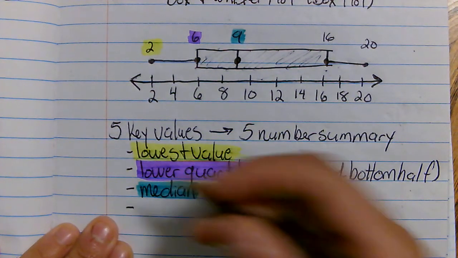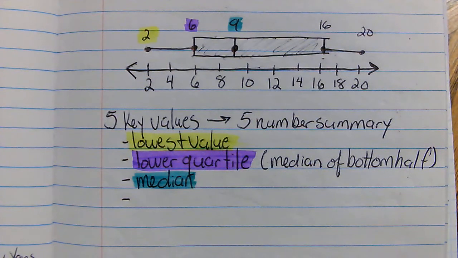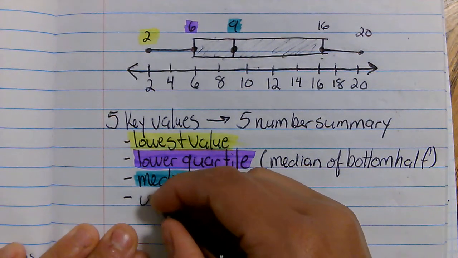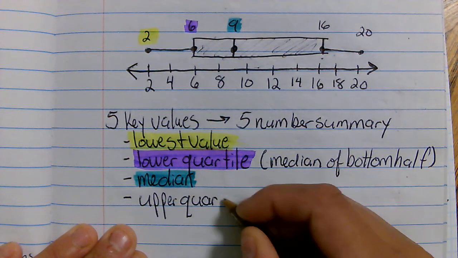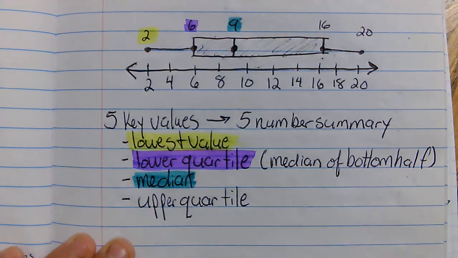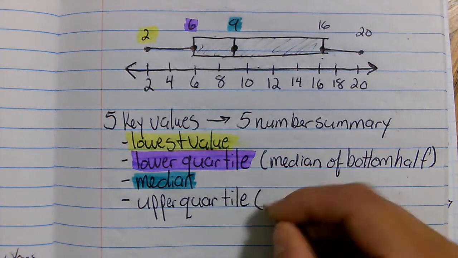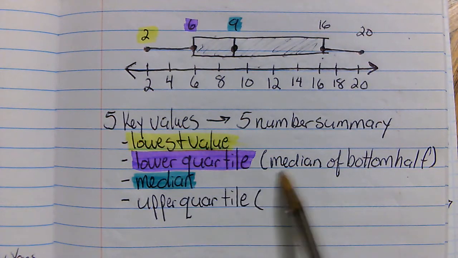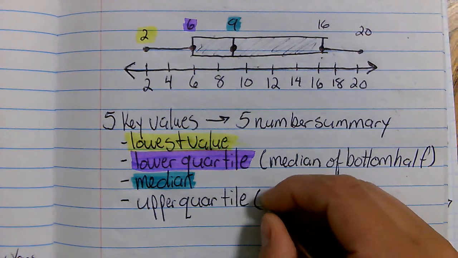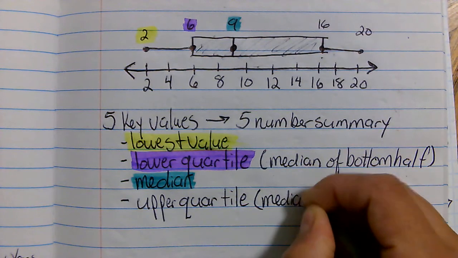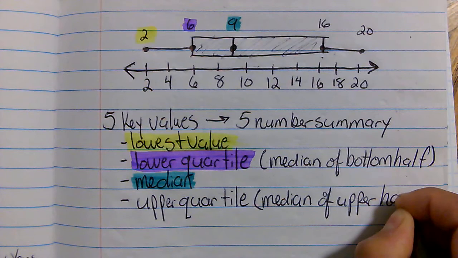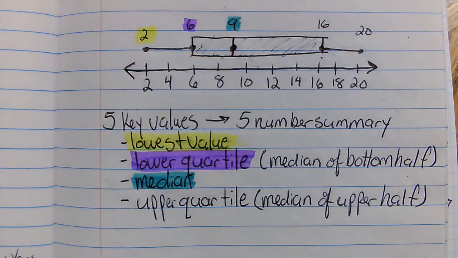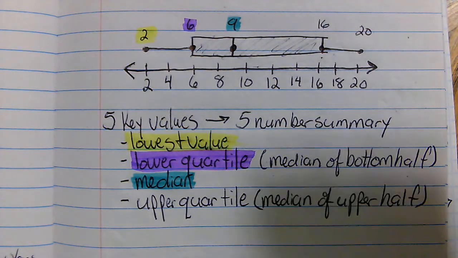Alright. The next one, this is our number 16. This is what we call the upper quartile. And since the lower quartile is the median of the bottom half, the upper quartile is going to be the median of the upper half. And again, I will explain what that means when we start making our own box and whisker plots.